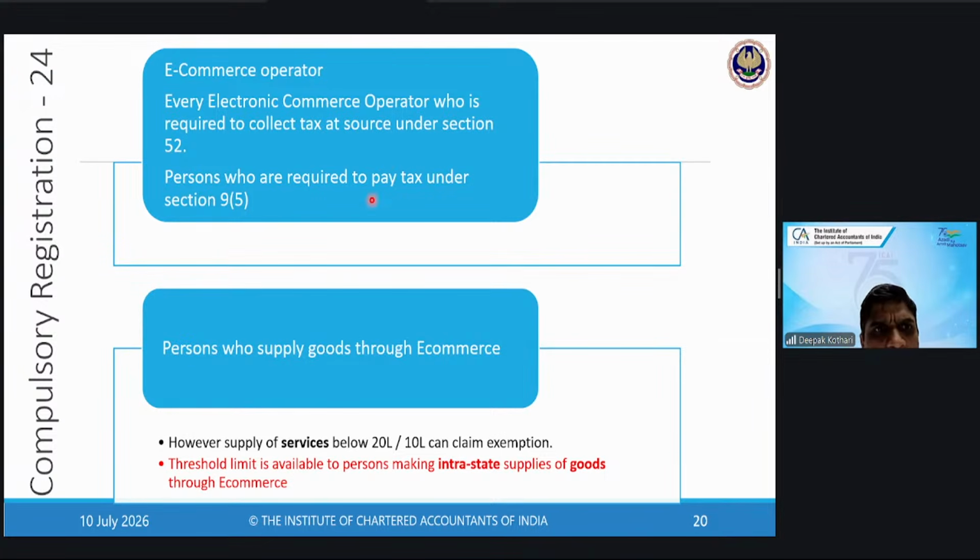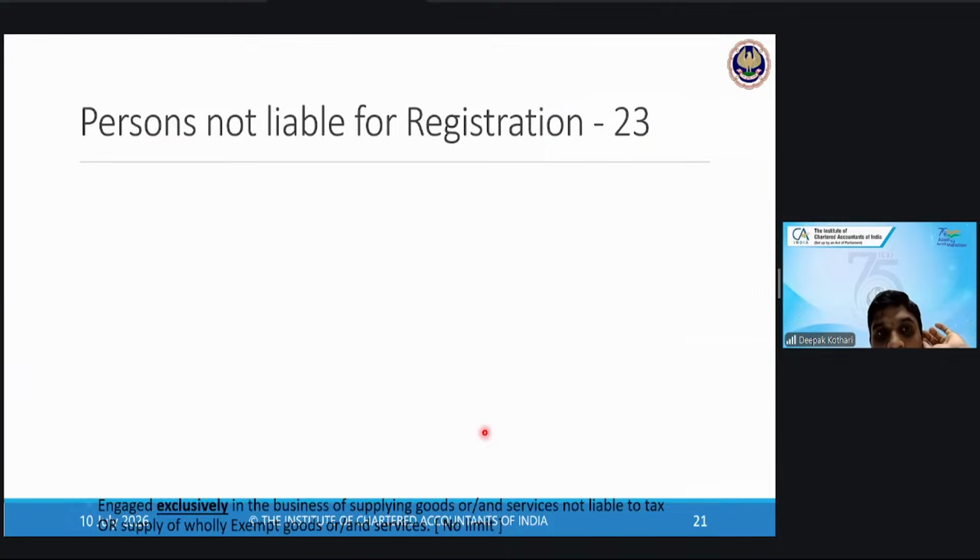Then every e-commerce operator who is required to collect tax at source will have to take registration compulsorily. And persons who supply goods through an e-commerce operator, if they're making intrastate supplies and if they're crossing the limit, only then do they have to take the registration. So that's a clarification. Clear?